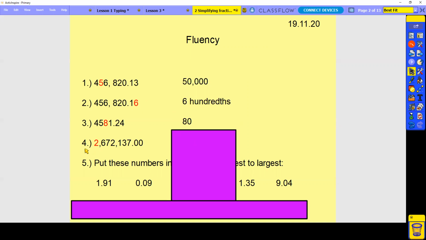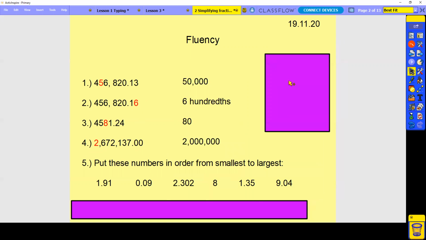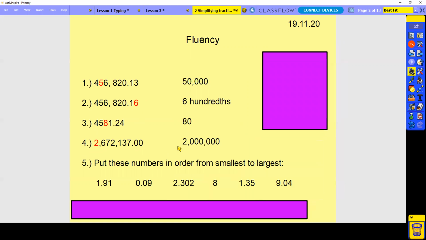Number 4, if you look at this one carefully, you've got 2,672,137.00. This one here is in the millions, so it is 2 million. You can write that in words or in numbers, that's fine for either.